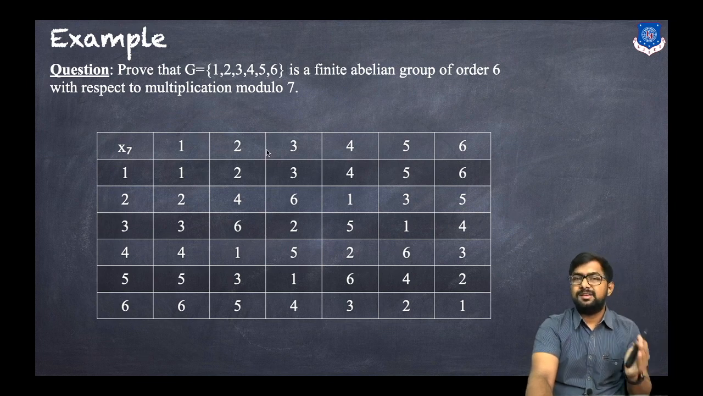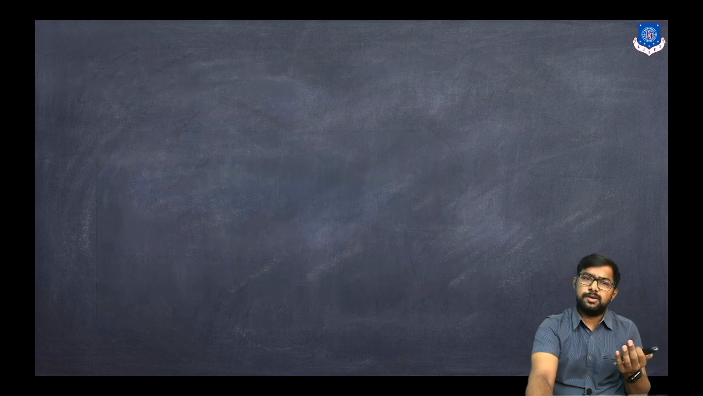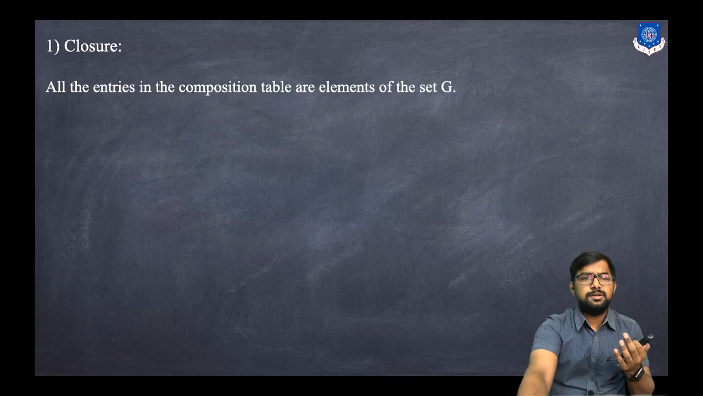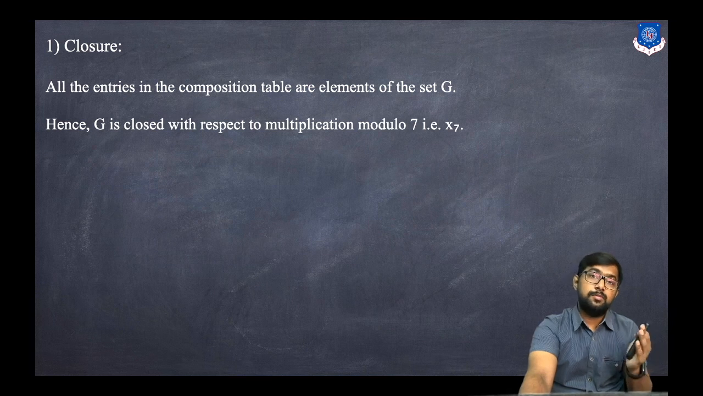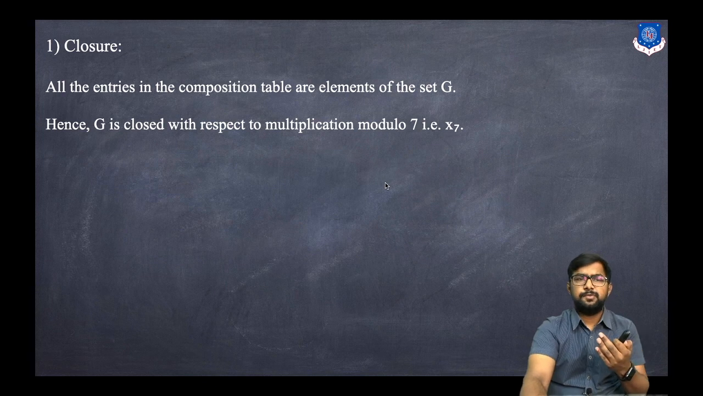Now again, we need to find whether it is an abelian group. First, the closure property. As you can see, all the entries are from the given set G. So it is closed. It is very obvious that all the entries in the composition are elements of the set G. So it is closed under multiplication modulo 7, that is x7 or cross 7, right?